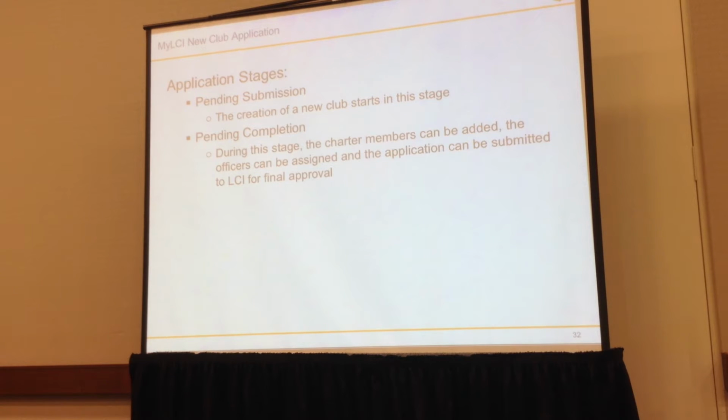So the application stages that concern club officers the most would be the pending submission stage and the pending completion stage. The pending submission stage is where the creation of the new club application starts. This is where you're going to give the club's name, the number of members you expect to be in that club, and the sponsoring club you want to assign to that club as well. Then we have the pending completion stage, during which charter members and officers can be added to that club.